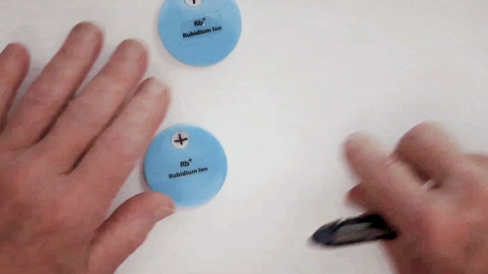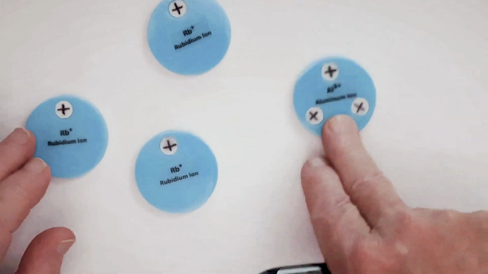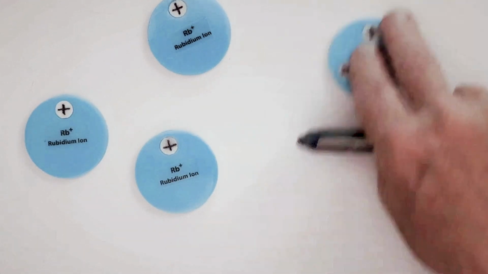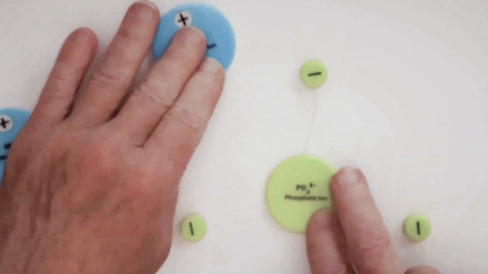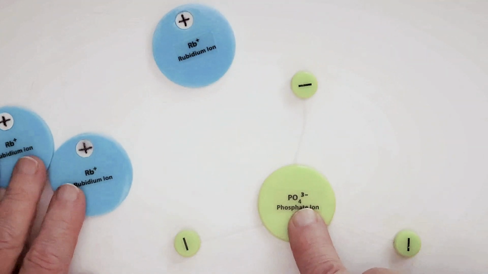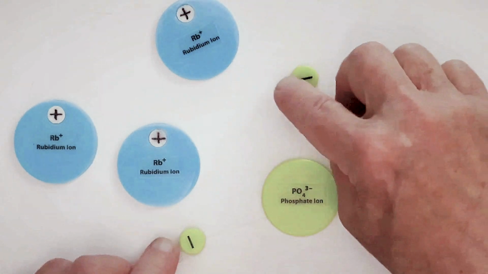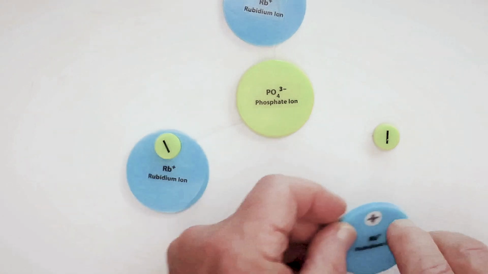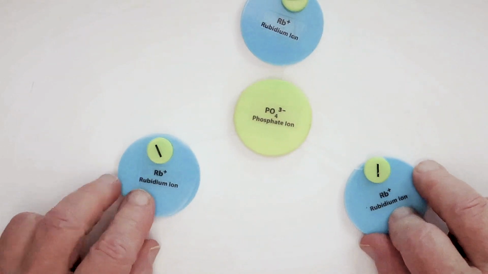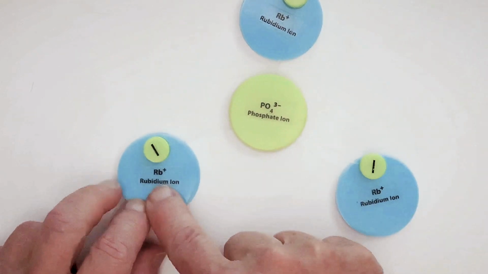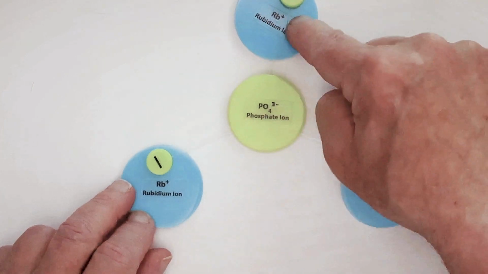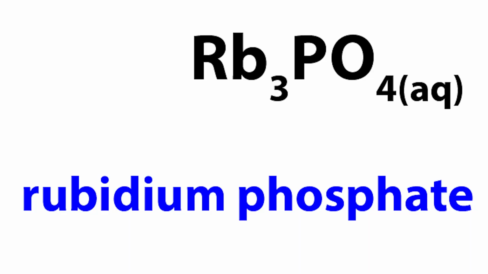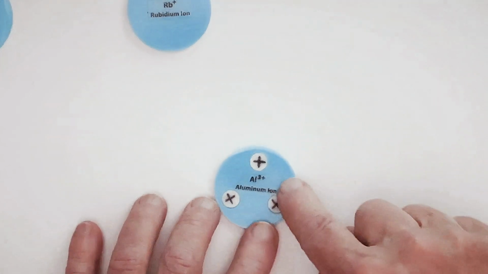Here are some rubidium ions, and some aluminum. Oh, I'm sorry, I want phosphates. So we've got a phosphate, and we've got rubidium. Now you notice I've got a minus and a plus, and these just snap together. So now everything balances. I've got 3, so it's Rb3, 1, 2, 3, phosphate. So that now works.